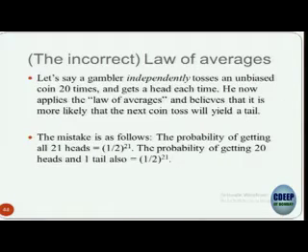For example, let's say a gambler independently tosses an unbiased coin 20 times and gets a head each time. Then you can apply the law of averages and say the next time I'm really going to get a tail because of the law of averages. This is a fallacy. This will not hold true, and the mistake is as follows. The probability of getting all 21 heads is 1 by 2 raised to 21. The probability of getting 20 heads and 1 tail is also 1 by 2 raised to 21. So, the law of averages, as we tend to think of it, is not true. Each of these configurations is equally probable. You could think of having the number of heads and the number of tails, but that's a different matter. As such, these events are equally probable.